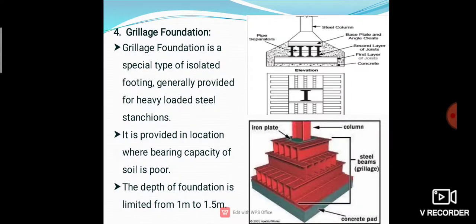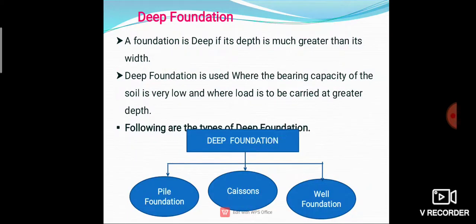Then grillage foundation. This is not used mostly, but generally when heavily loaded steel structures are there, then this kind of footing we can use. So what is grillage foundation? Grillage foundation is a special type of isolated footing generally provided for heavy load structures, especially steel structures, in locations where the bearing capacity of soil is poor. Again, it is also used when the bearing capacity of soil is poor. The depth of foundation is limited from 1 to 1.5 meter.